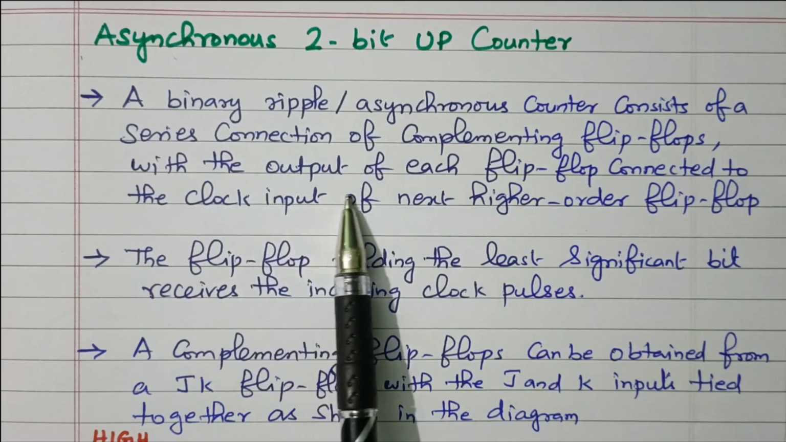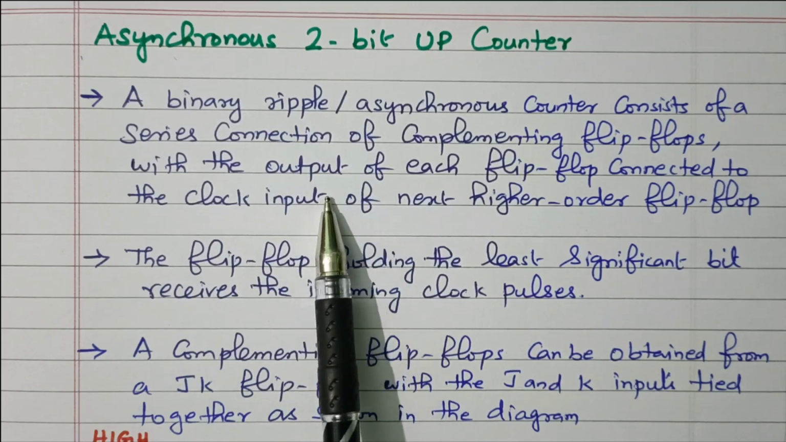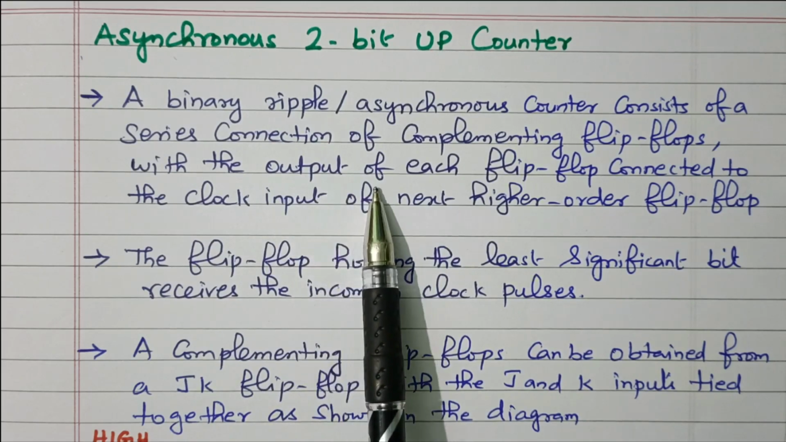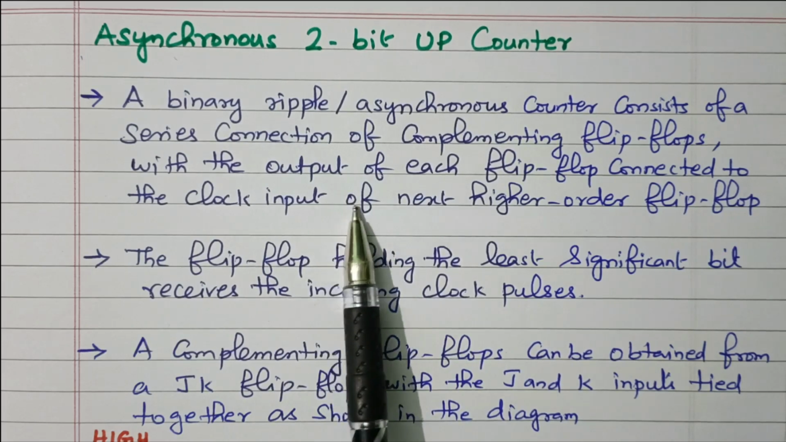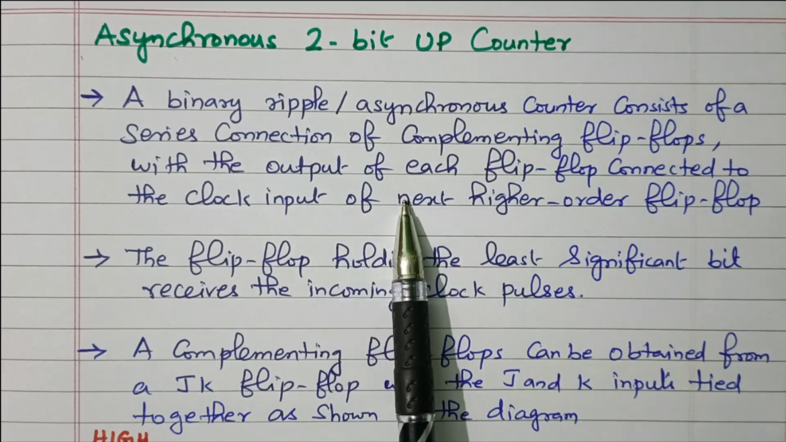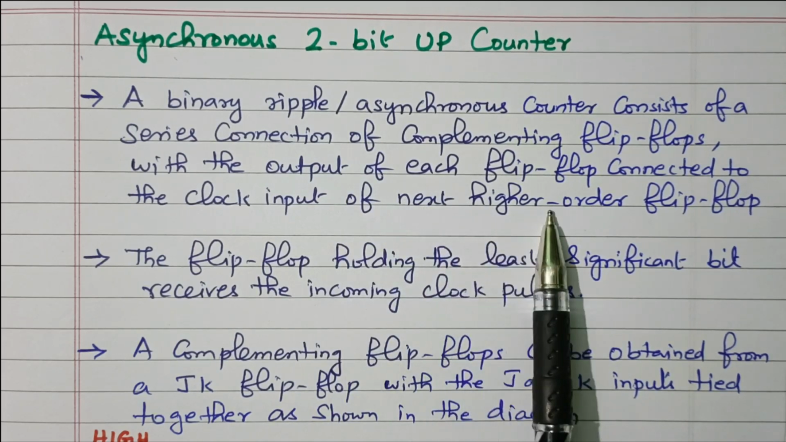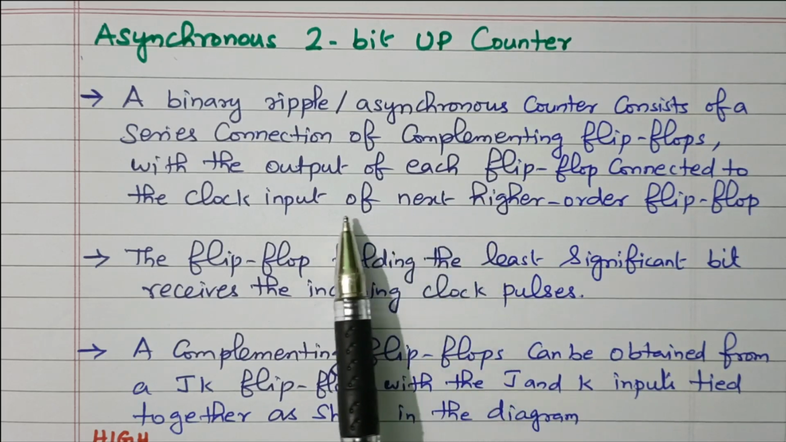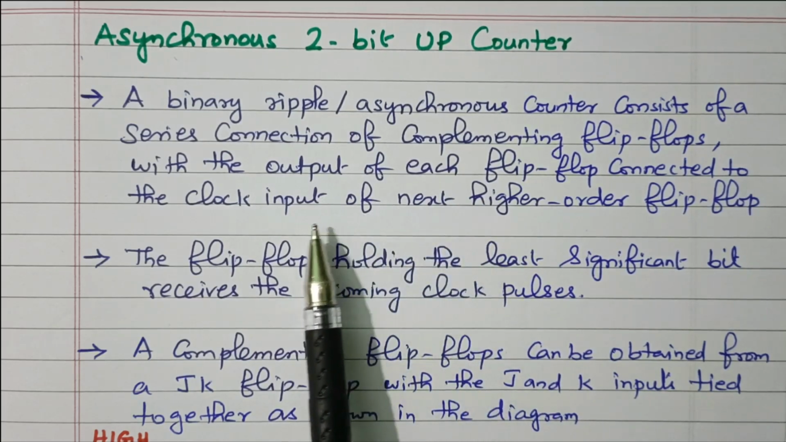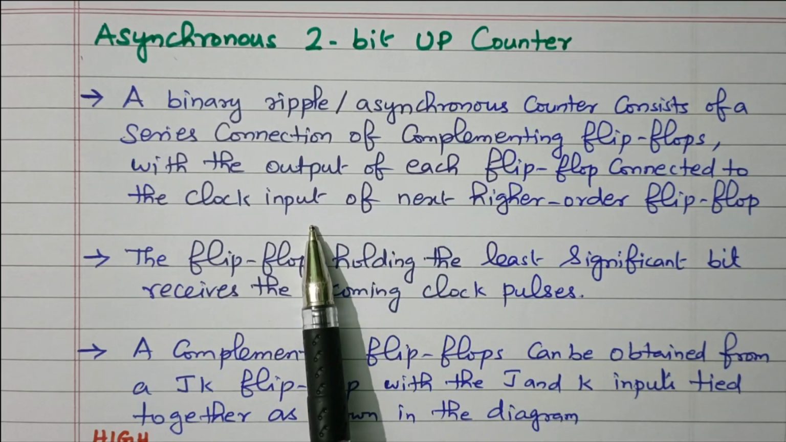Here n number of flip-flops are connected in series. Only to the first flip-flop the clock pulse is connected. For the second flip-flop the clock pulse is the output of the first flip-flop. Output of the first flip-flop is connected to the clock pulse of the second flip-flop. Second flip-flop output is connected to the clock pulse of the third flip-flop. So the operation is asynchronous. The first flip-flop depends upon the clock pulse, but the second flip-flop depends upon the output from the first flip-flop.